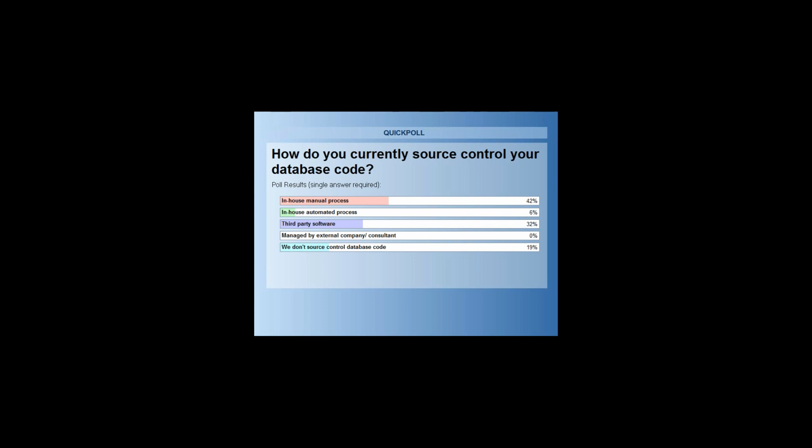But the manual process is certainly something that we heard quite a lot as we were developing source control for Oracle. I guess the difficulty with a manual process is there is obviously a risk of errors, and it can take quite a long time. So it can be very time consuming to get the objects in.